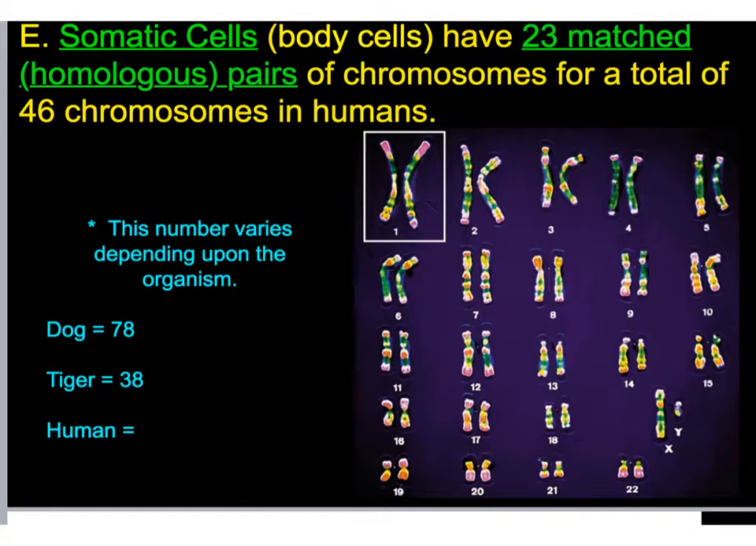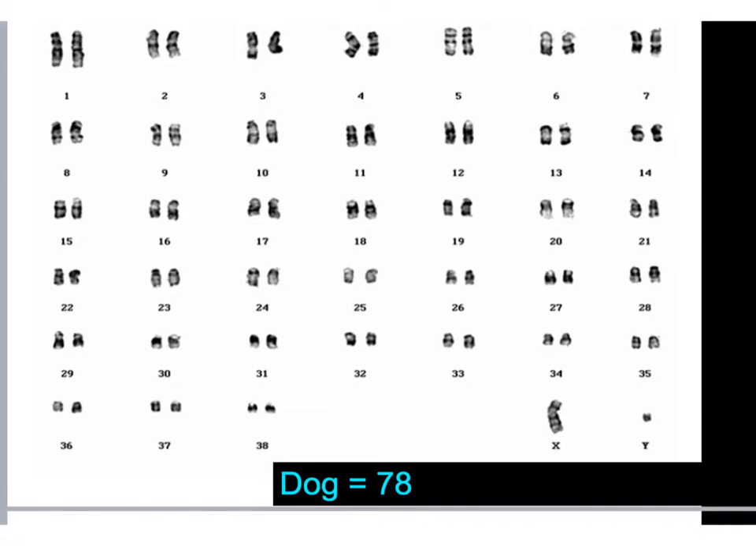Now, that's not the case for all organisms. So for humans, it's 46. For dogs, actually, it's 78. Tigers, it's 38. So this is what it looks like. By the way, this thing is called a karyotype. The one on the last slide is called a karyotype as well. So you can see for dogs, like our dog at home, dogs have 39 pairs. So not 23 like us. They have 39 pairs. So 39 times 2 gives us 78.